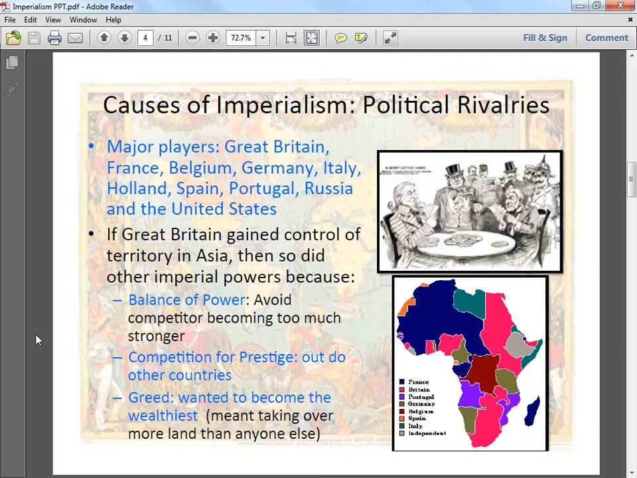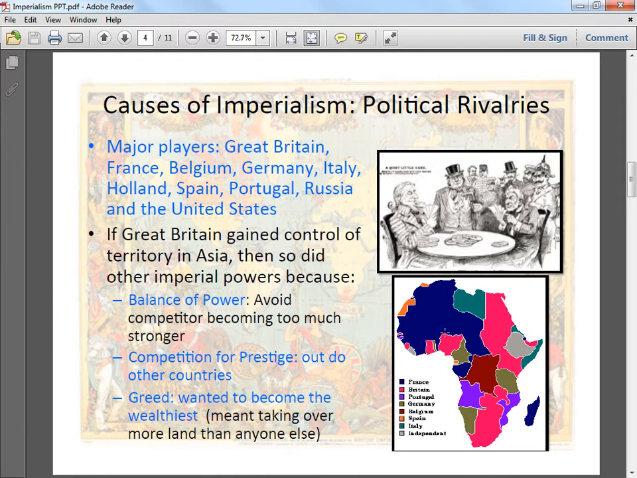Number two, it's the competition for prestige. Prestige is just this idea that I'm really cool. So all the other countries want to outdo all the other countries, which again contributes to the balance of power problem. Third is greed. Europeans wanted to be rich. And because most European countries are capitalist countries, individuals in European countries want to be rich. Hey, I've got this great idea. Like, we can sell opium to China and make lots of money. So there are people in these countries that are pushing these countries to get lots and lots of money. So political rivalries, causes of imperialism: balance of power, competition for prestige, greed.